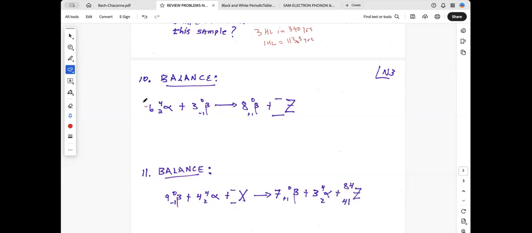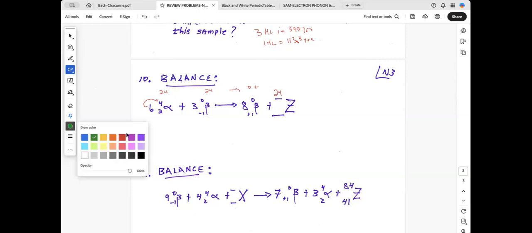We have 6 of these alphas. So 6 times 4 is 24, plus 0. All right. So we have 24 on this side, and that's got to equal 8 times 0 is 0 plus blank. So this has to be 24.